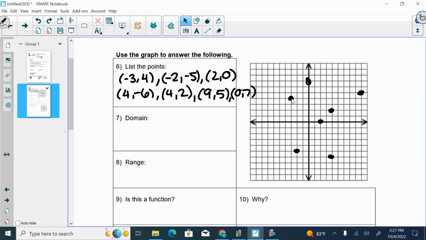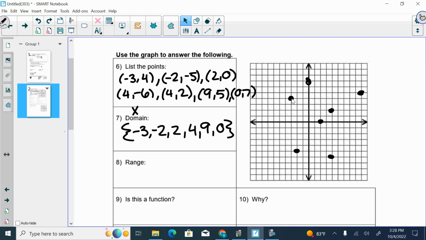Now they ask us to list the domain. So my domain is my x's, right? Okay. So remember, we make our bracket and we list them all, but are we going to list any that would repeat? No. Okay. So what were our x values? -2. Good. 2. 4. 9. 0. Good. So did we have any that repeated?